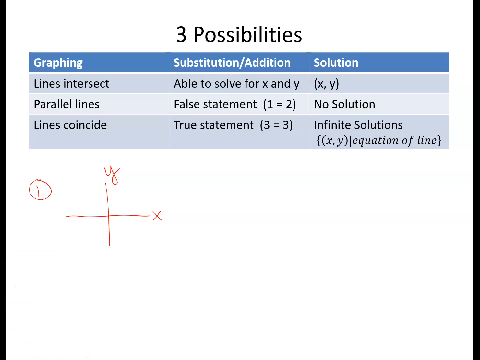Probably the first thing that you think about is if we graph two lines on there, you would probably end up just drawing them where they intersect. And they would only intersect in one point. So as we look in our table here, that's the first thing that could happen. The lines could intersect. If that happens, then you have only one solution, and it is the point where they intersect. You'd get a value for x, you'd get a value for y. It would be that point of intersection.